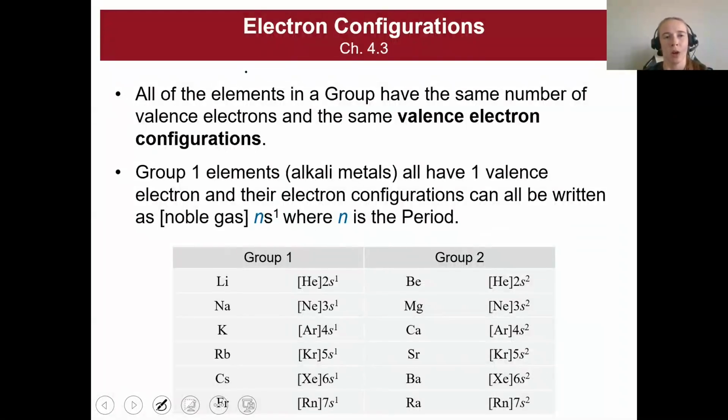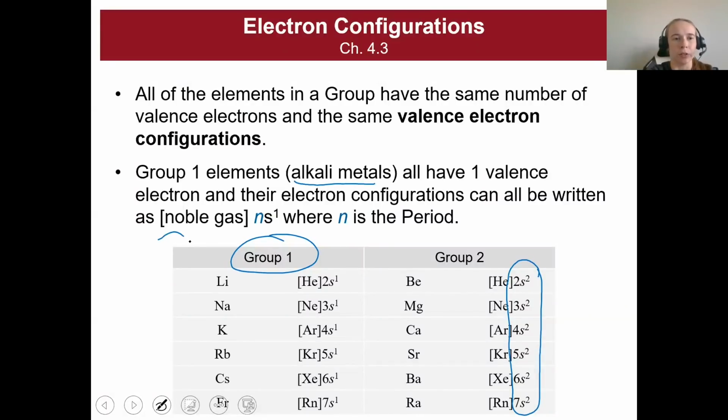All of the elements in a group, remember what group means, it's a column on the periodic table, have the same number of valence electrons and the same valence electron configuration. So the valence electron configuration is whatever comes after that noble gas core. For example, group 1 elements, which are called alkali metals, have 1 valence electron, and their electron configuration can be written as the noble gas with ns1 afterwards, where n is the period. So lithium is in period 2, so we write it as helium, 2s1.